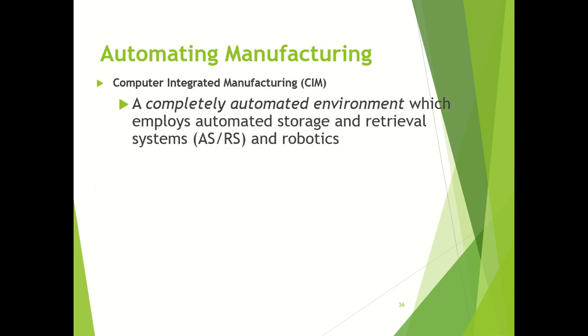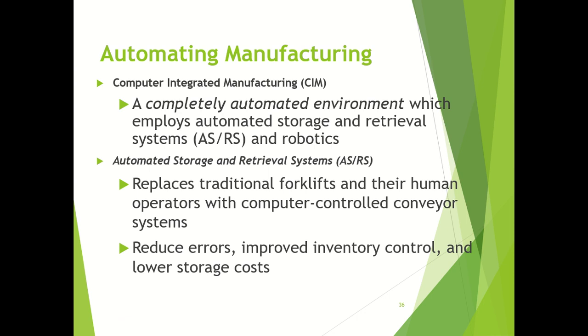And then lastly, under the automation process, we have the computer integrated manufacturing, or CIM, wherein it is a completely automated environment with the objective of eliminating non-value activities. So this computer automated environment uses a group of technology cells composed of various types of machines as well as the entire part, from start to finish, in one location. Okay, so this particular computer integrated manufacturing uses automated storage and retrieval systems, or ASRS, which actually replaces the traditional forklifts and their human operators with a computer controlled conveyor system.